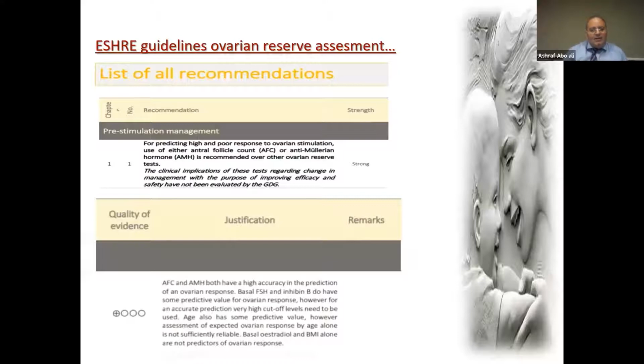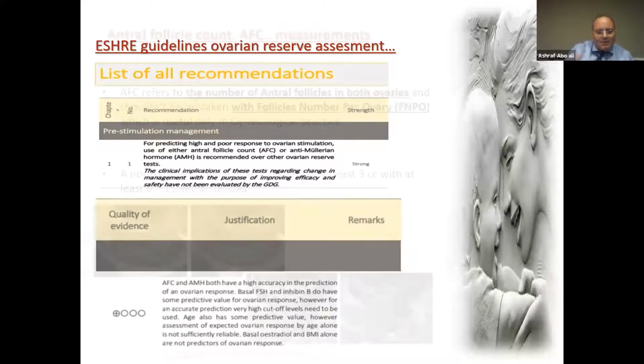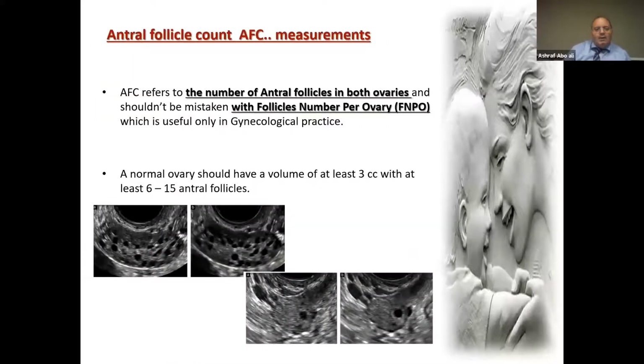Actually, you can use antral follicle count alone, you can use anti-Mullerian hormone, or you can combine both of them. And we prefer to combine both of them because the more accurate you are, the better the outcome you can gain. To say more about antral follicle count measurement, antral follicle count refers to the number of antral follicles in both ovaries, not only in one ovary. And so this is the total number of antral follicles in both ovaries.